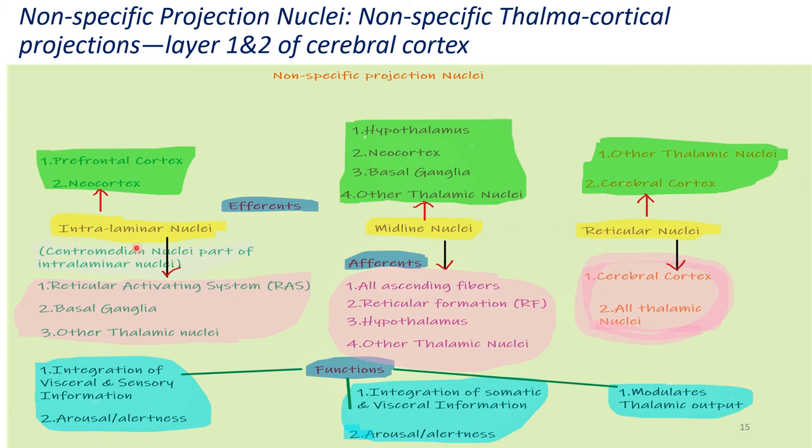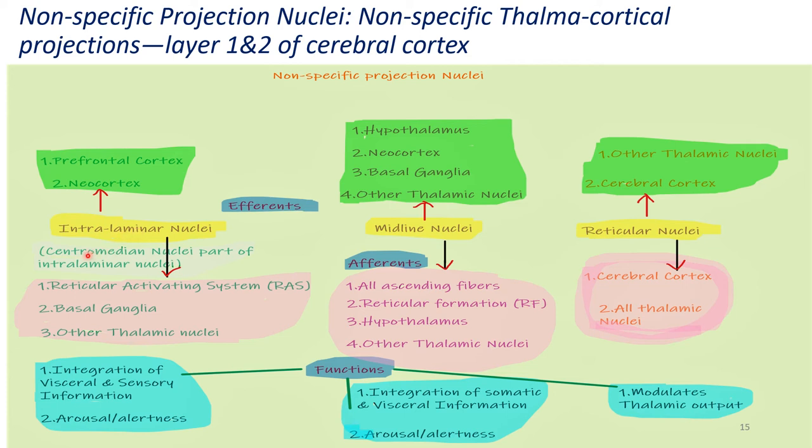The intralaminar nuclei, as I told you earlier, are present in the internal medullary lamina of the thalamus. Multiple gray islands are there in this internal medullary lamina. There are multiple nuclei. I will not be discussing those because it's a large collection of nuclei with different names.